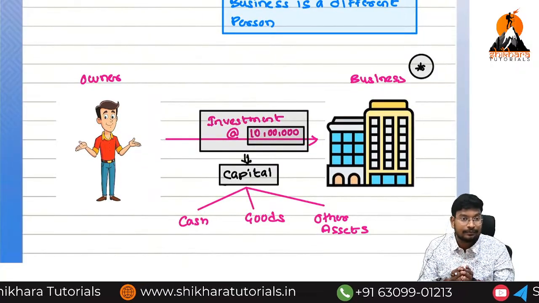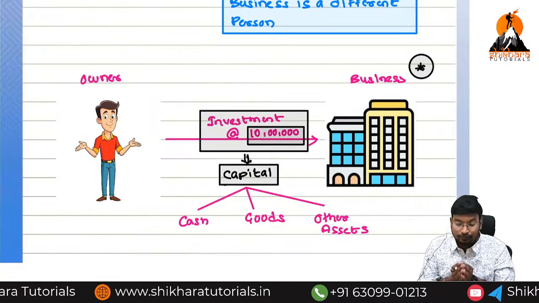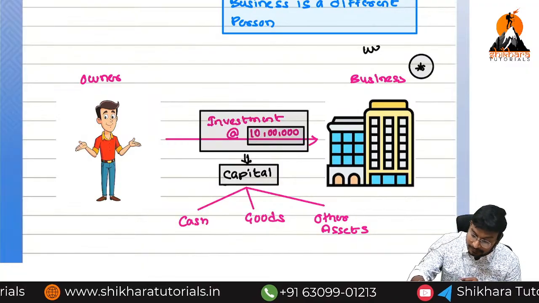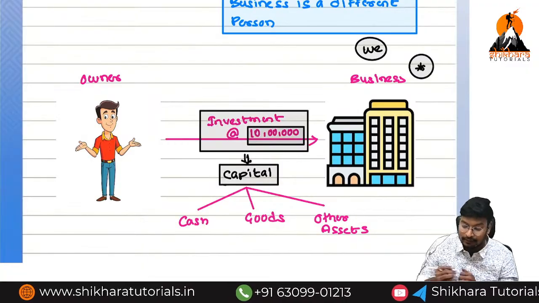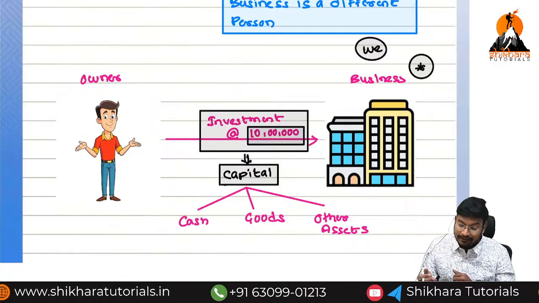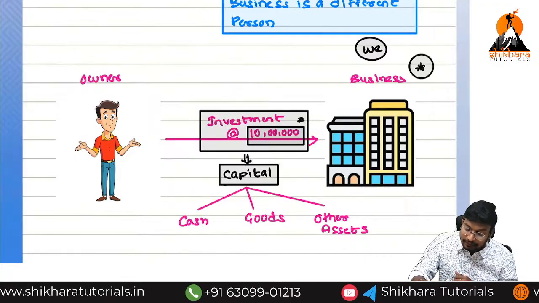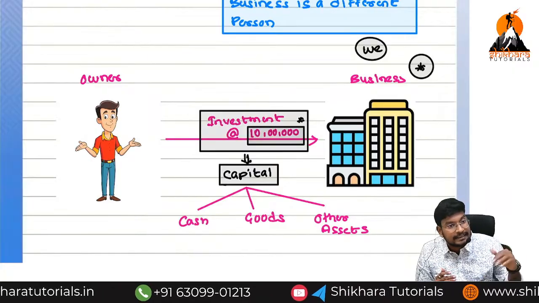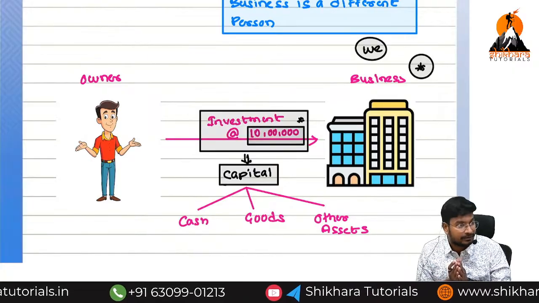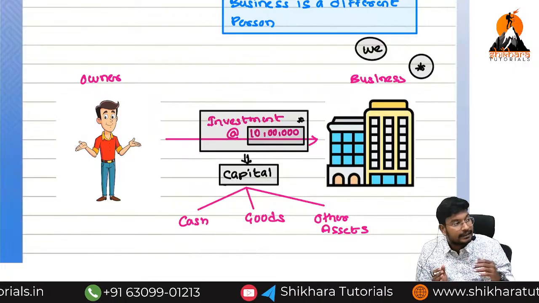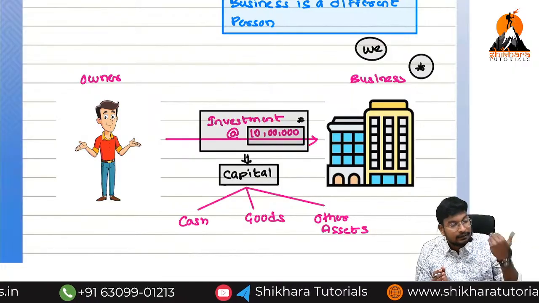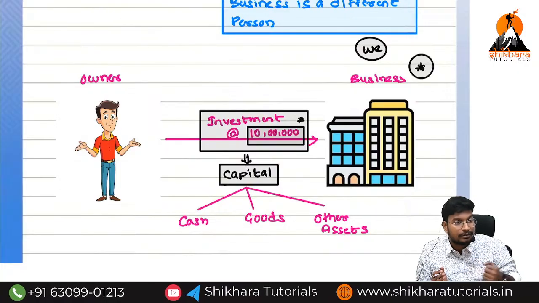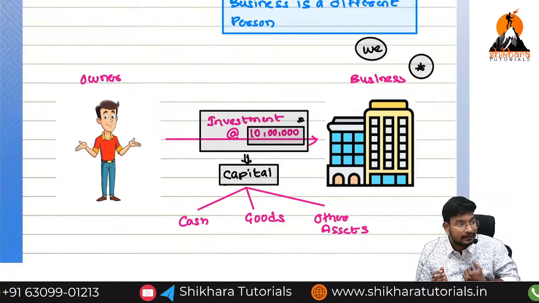Now imagine we are doing the accounts. So we means business. Always we means business. The owner has given, imagine, cash of rupees 10 lakhs. The owner is a separate person, we are a separate person. For example, you have given 10 lakhs to me, I need to repay, no? I need to repay because you are a separate person, I am a separate person.